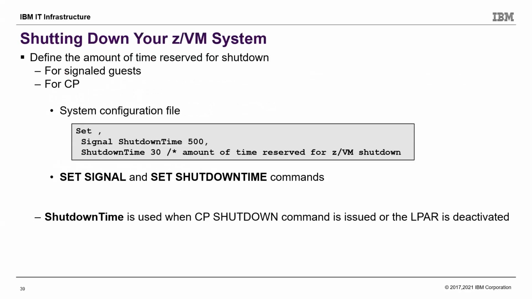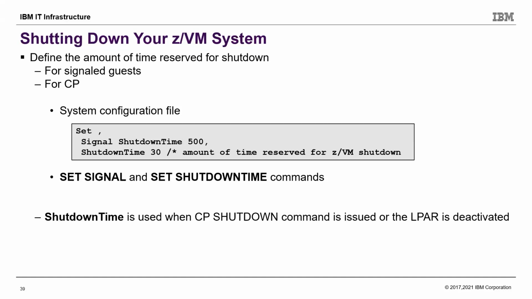You define the amount of time reserved for shutdown for signal guests and for CP. You can do that in the configuration file to set the default for your system, and then you can change that with the set signal and set shutdown time commands. Shutdown time is in seconds, the number of seconds that the system is allowed for all the guests and all of your workload to shut down, as well as z/VM. The signal shutdown time is the overall shutdown time reserved for CP to shut itself down.